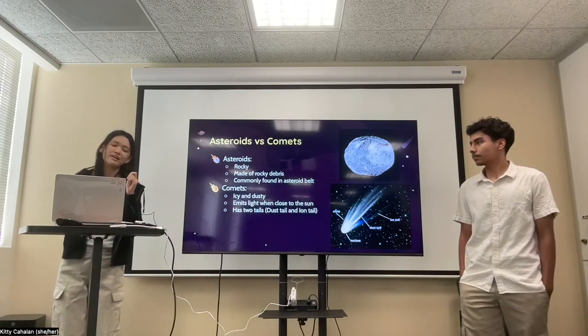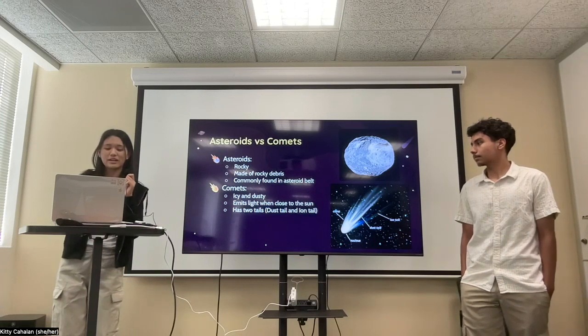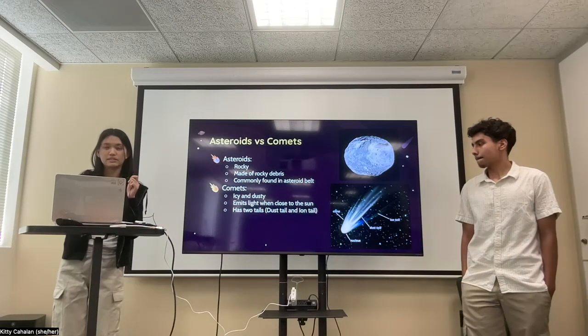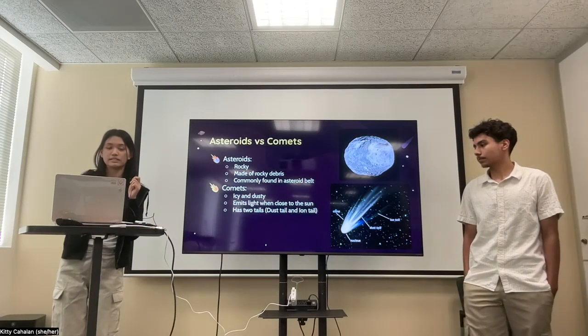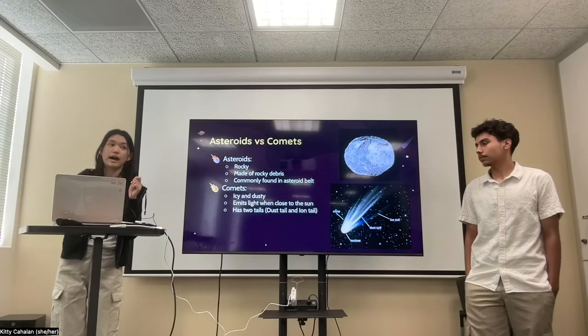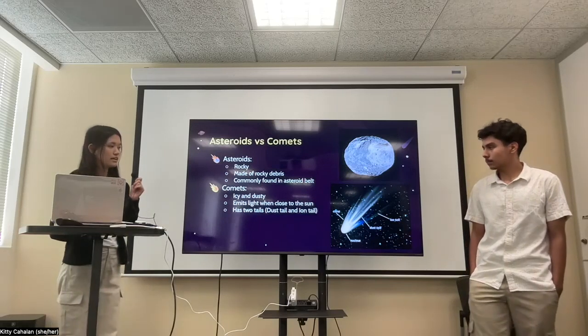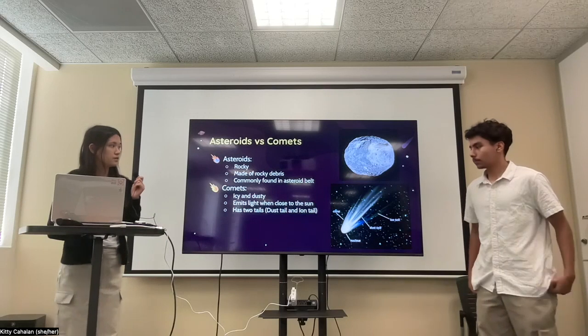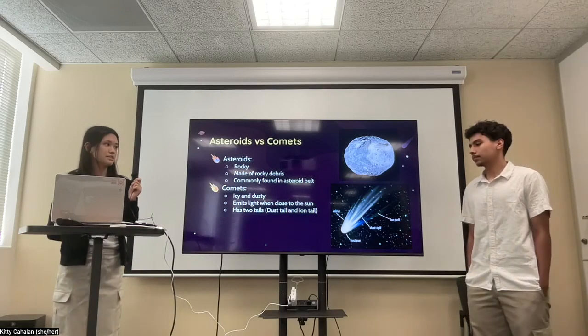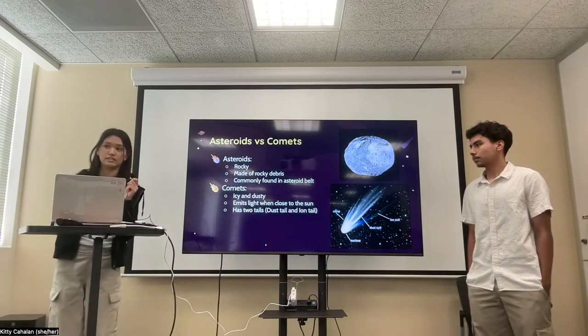We learned that asteroids are made up of rocky debris and are commonly found in the asteroid belt, and comets are icy and dusty, and when they are close to the sun, they emit light. The comets also have two tails, the dust tail and ion tail, and both near-Earth asteroids and comets must have a period of just a few years.